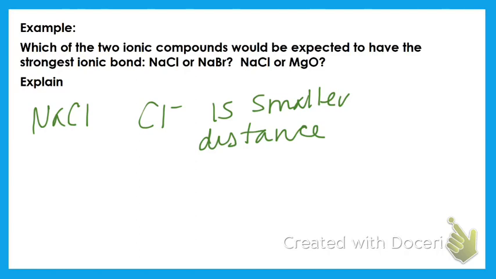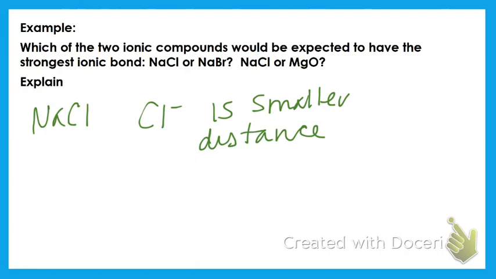Between the two ions, how close can they get to each other? Chlorine is smaller, so it can get closer to sodium. Bromine's bigger, it can't get as close to their nucleus's valence electrons. Now when we're talking distance, we're not talking about nucleus to electron of the same atom. We're talking about this atom to this atom, which can get closer.